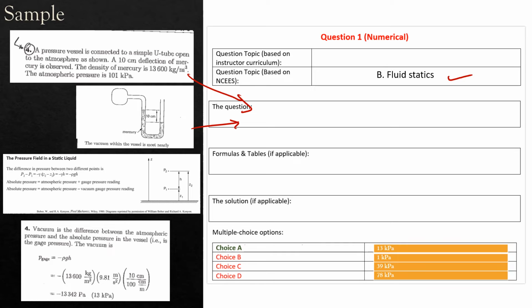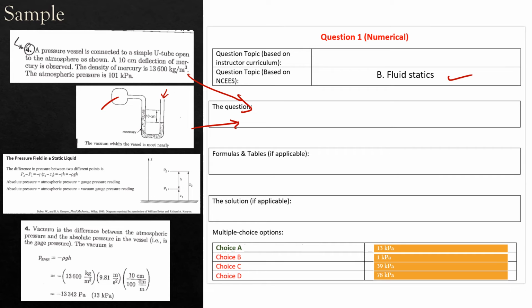For example, the question says that you have a pressure vessel which is connected to a simple U-tube type manometer, and it is open to the atmosphere from this point. Different information is given, and you are supposed to calculate the vacuum within the vessel. It means the question is asking you to find the pressure inside this container, or inside this vessel.